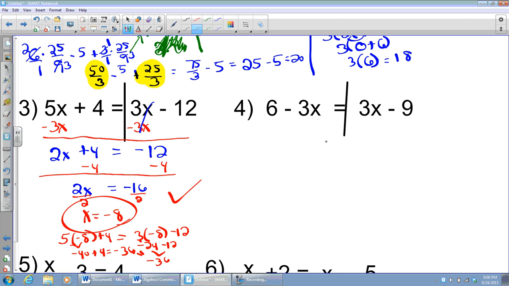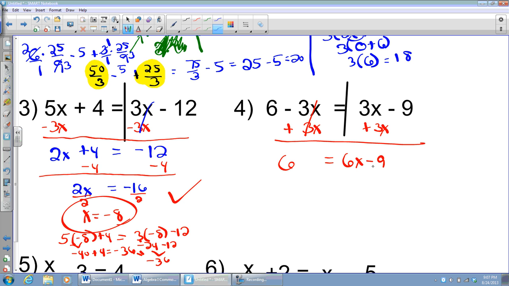Okay, problem 4, very similar. There's x's on both sides of the equation. I'll take away the smaller one. Well, it's negative, so that means I'll take away a negative, which is adding a positive. All right, so I get the new equation, 6, those cancel, equals 6x minus 9.